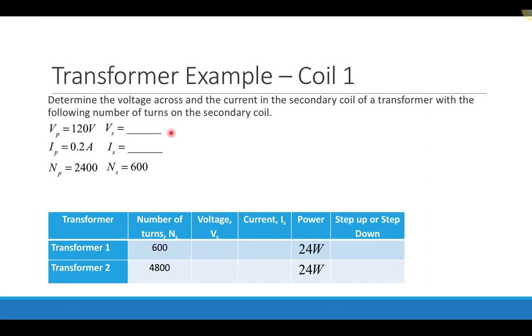We want to find the voltage in the secondary and the current, and we know the number of turns in this transformer is 600. So we can go to our relationship for a transformer that says that the voltage in the secondary is the ratio of the number of turns in the secondary to the primary times the voltage of the primary. The number of turns in the secondary is 600, number of turns in the primary is 2,400, and the voltage is 120.